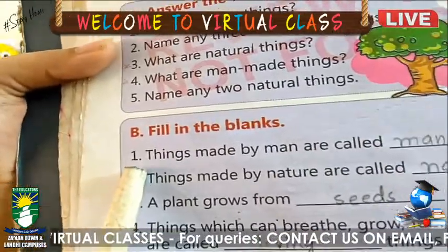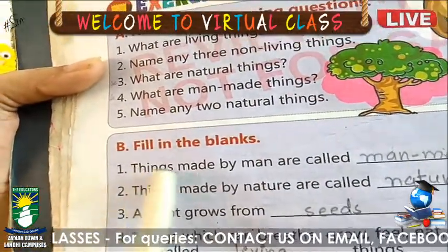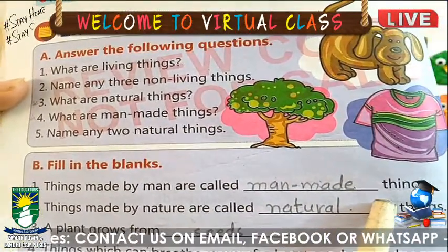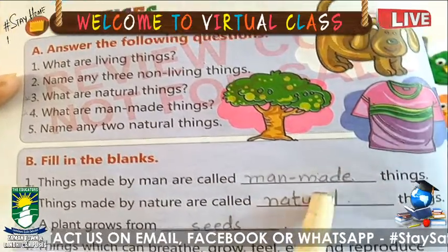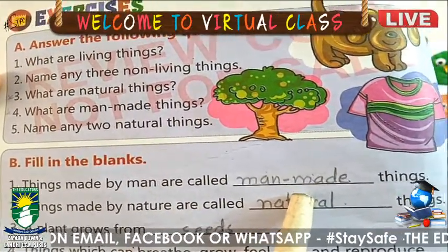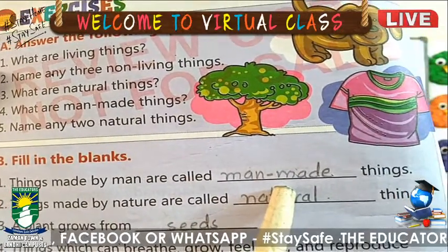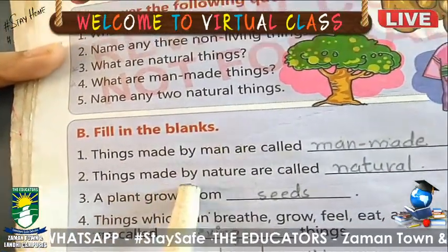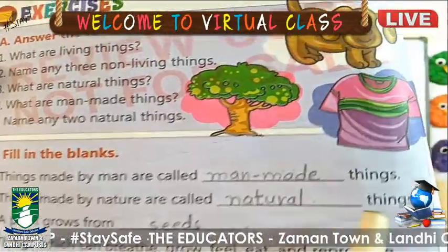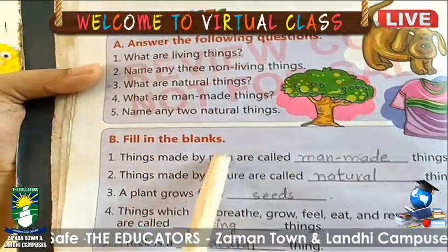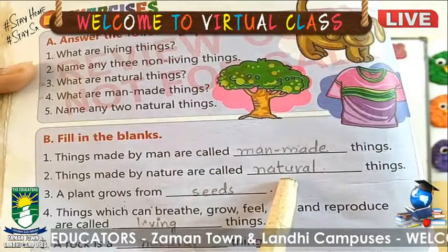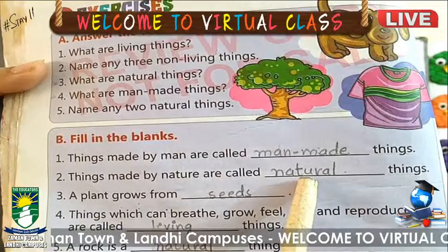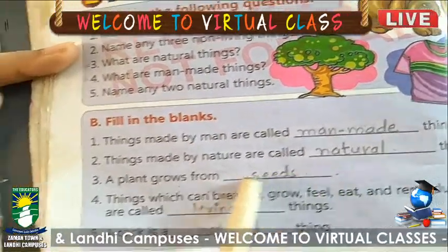Let's start reading. Number 1. Things made by man are called dash things. Things made by man are called man-made things. Very good. Write the answer in number 1. Let's read number 2. Things made by nature are called dash things. Things made by nature are called natural things. Very good. Write the answer. I hope you have done this.